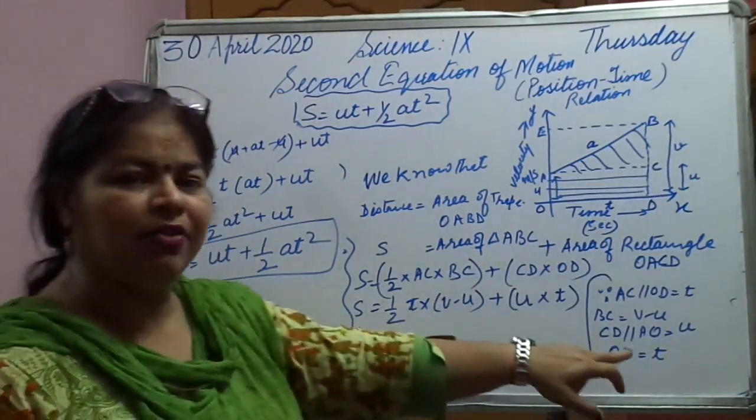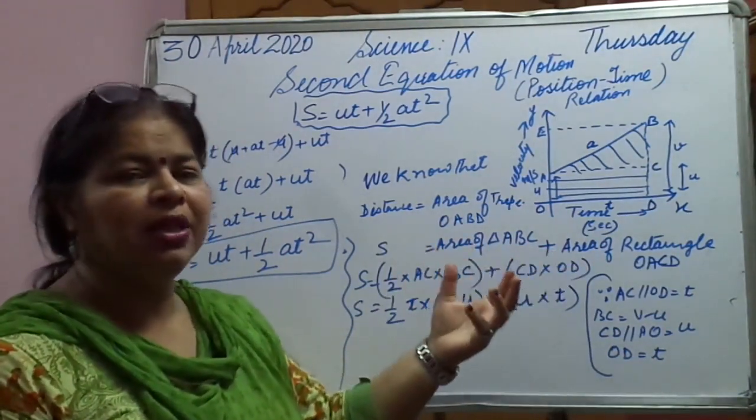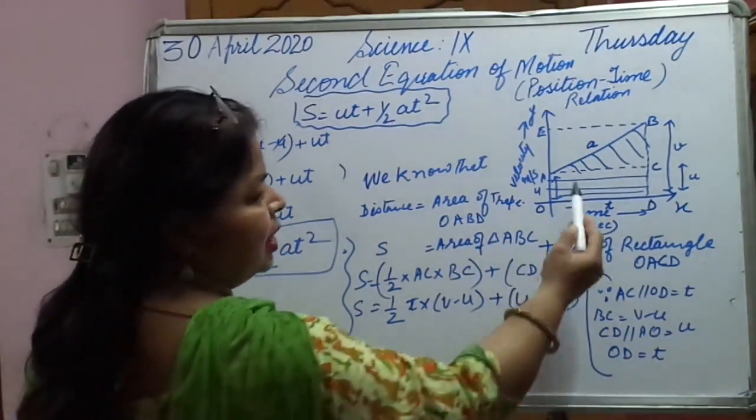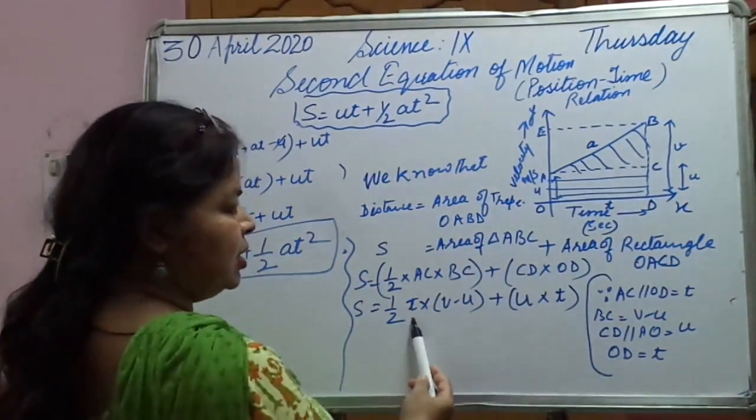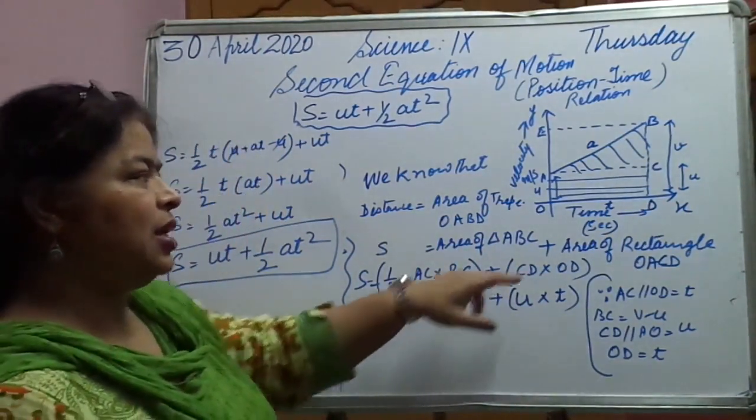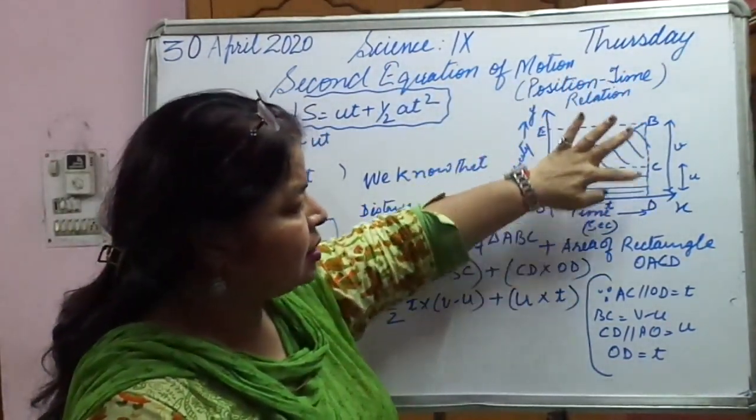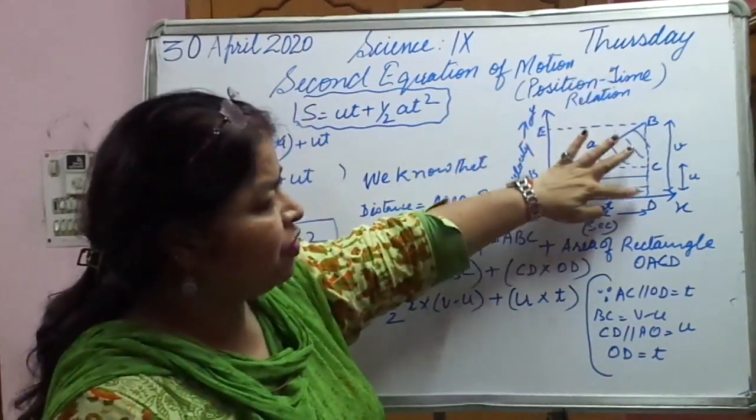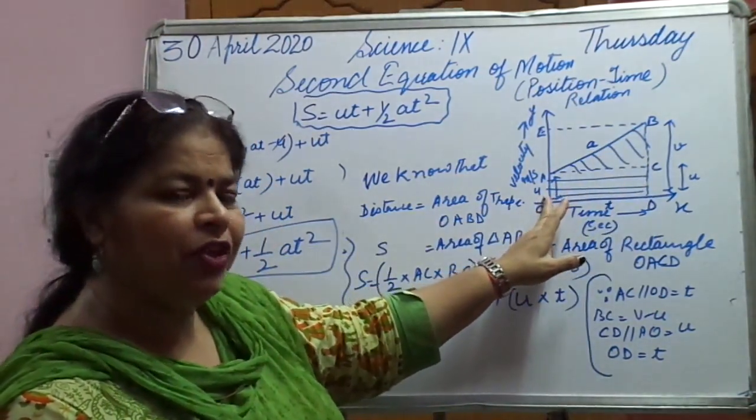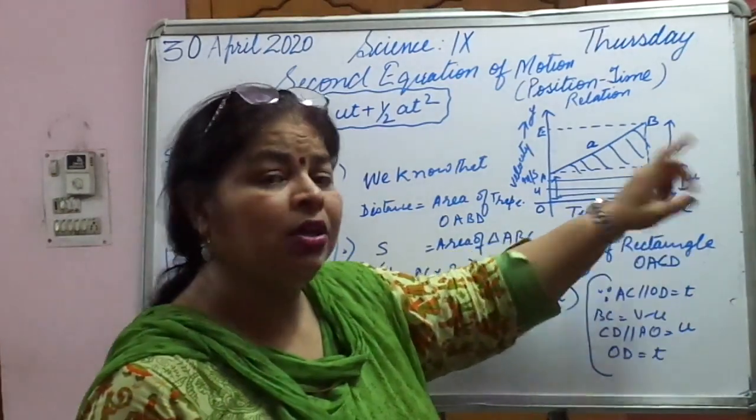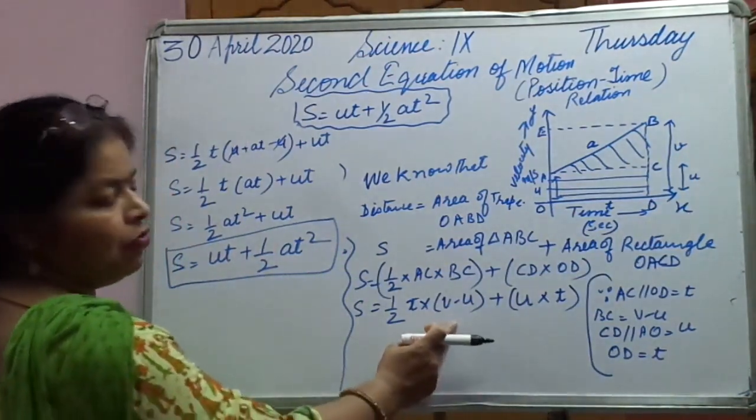Now we will manipulate the values. We are going to replace AC, BC, CD and OD by their values. AC is parallel to OD and OD is equal to T, so we write T into. Now what is BC? From the first equation of motion we have derived that BC is equal to BD minus CD, where the value of BD is V and CD is U. Why? CD is parallel to AO, so whatever the value of AO will be the value of CD. So we got BC is equal to V minus U, and we have written V minus U here.